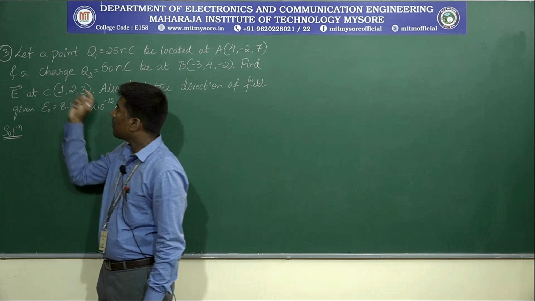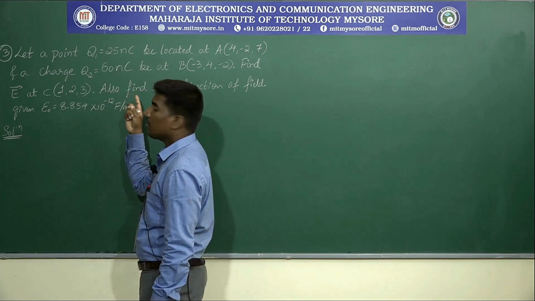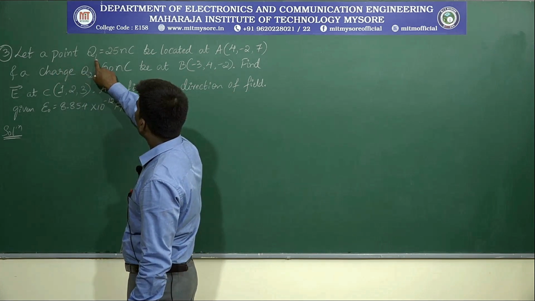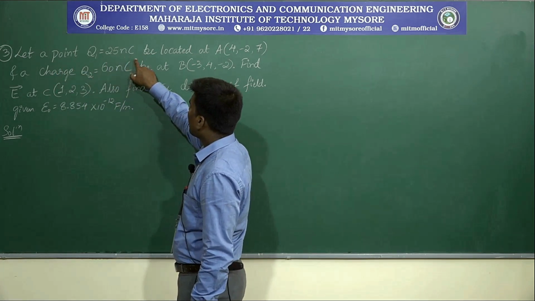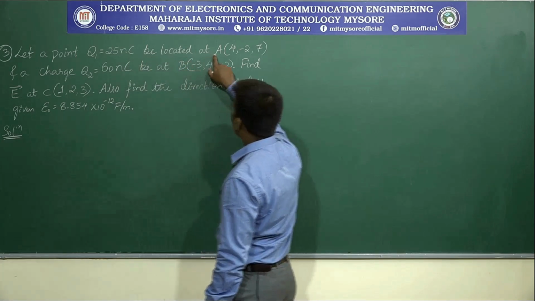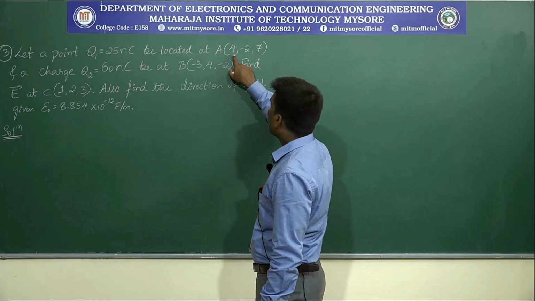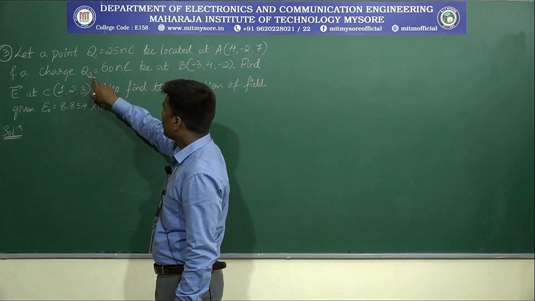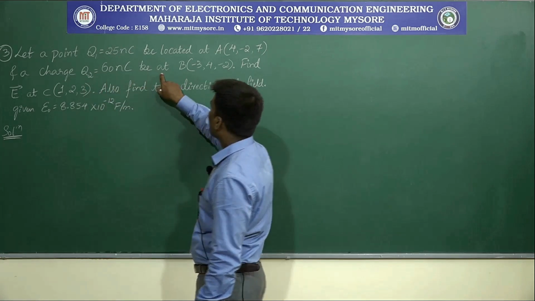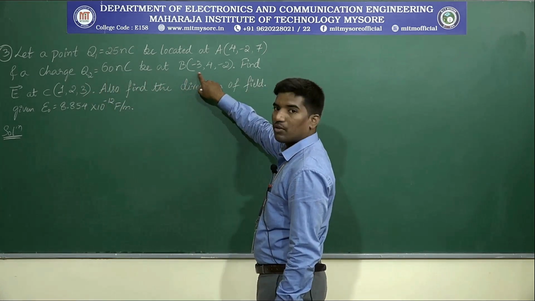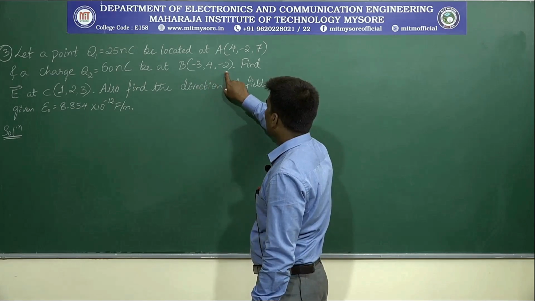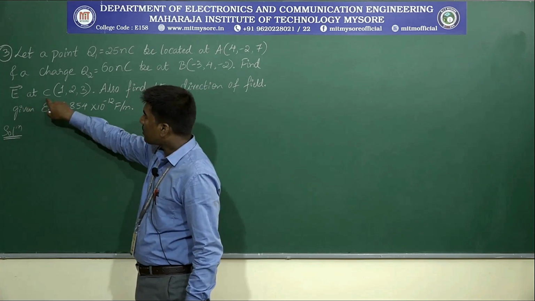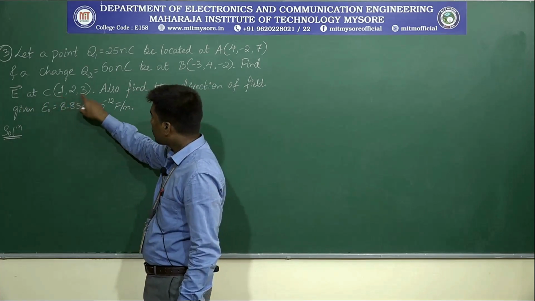Good morning all. So problem number 3. We are solving it on electric field intensity. Let a point charge Q1 equal to 25 nanocoulomb be located at point A with coordinate 4, -2 and 7, and a charge Q2 of 60 nanocoulomb be at point B having the coordinate -3, 4 and -2. Find electric field intensity E at point C having the coordinate 1, 2, 3.